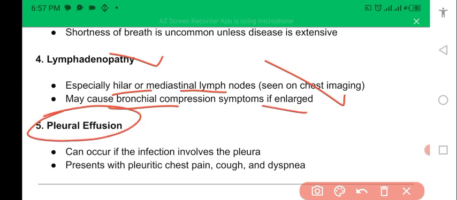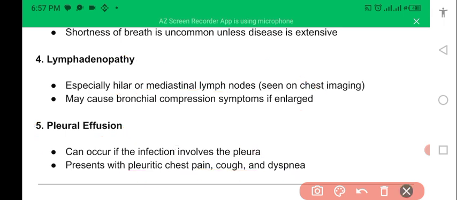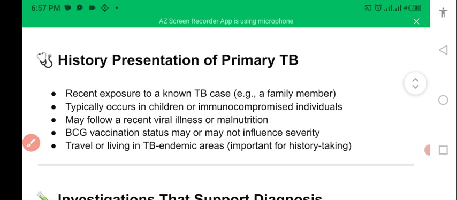Pleural effusion is also present. The patient has infection in the pleura. Pleuritic chest pain, cough, and dyspnea are also there in the patient.